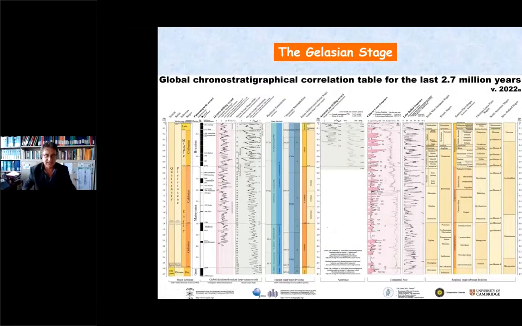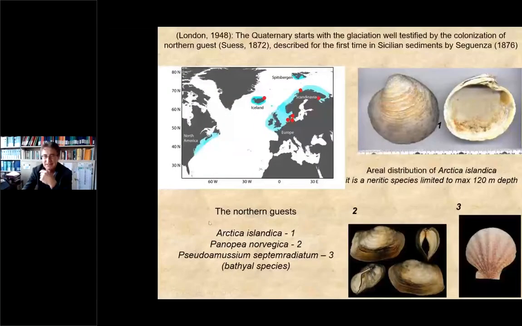So, just a little lesson, another 10-15 minutes, about the problem of the Pleistocene. Today, the Pleistocene starts with the Gelasian, but up to 2004, the base of the Pleistocene was the base of the Calabrian. So, the problem of the Pleistocene.